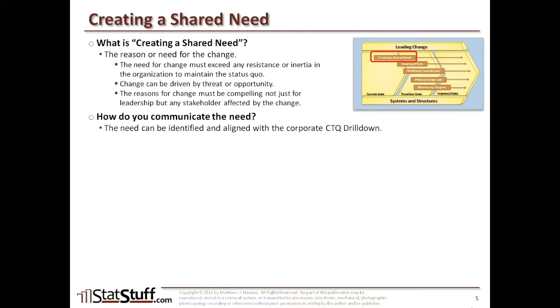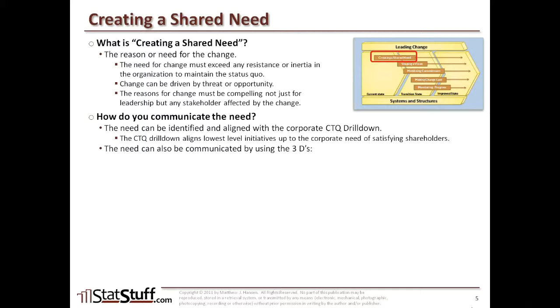So how do you communicate this need to others? Well, the need can be identified and aligned, like using the corporate CTQ drill down. Remember, the CTQ drill down helps align the lowest level initiatives up to the corporate need of satisfying shareholders. And you can also communicate the need using the 3 Ds. First of all, there's data.